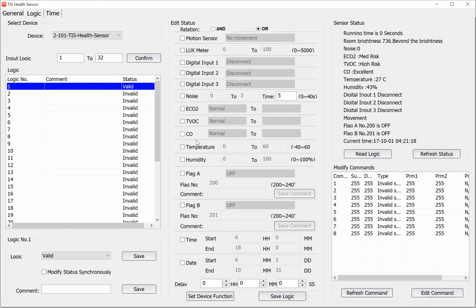And the other thing is CO. Here we have CO. CO is very, very dangerous in the room, because we say that it's a silent killer. We say CO is a silent killer.